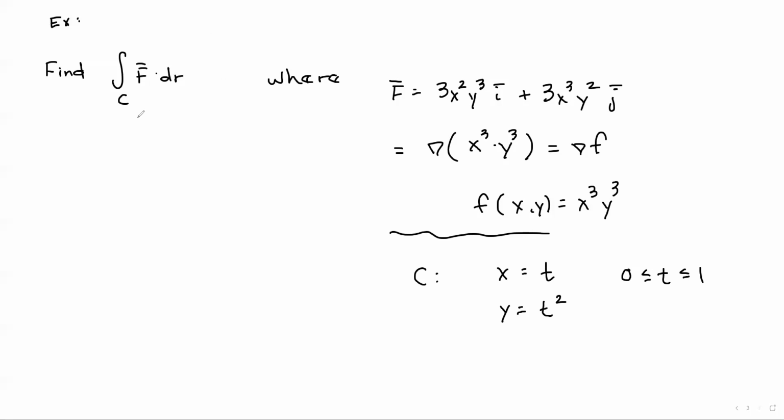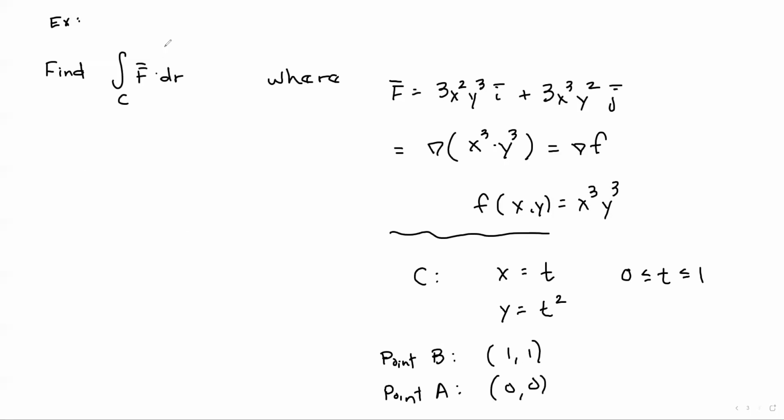Okay, so when we're using the fundamental theorem for line integrals, what we need is to know the endpoints. So we want to go ahead and just plug in to find the endpoints, right? Endpoint B is going to come from taking 1 and plugging it in, and you're going to get (1, 1). And endpoint A is going to come from taking the other t value and plugging it in, and we get (0, 0).